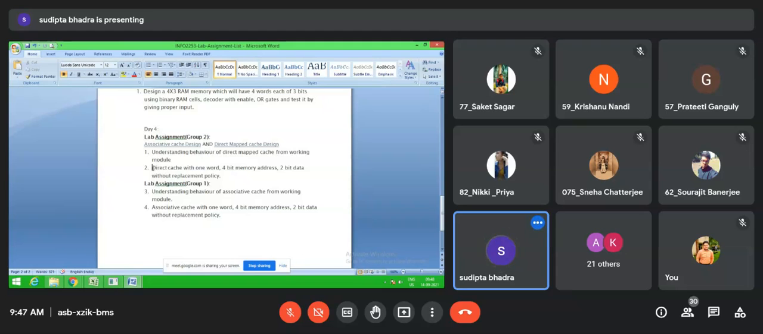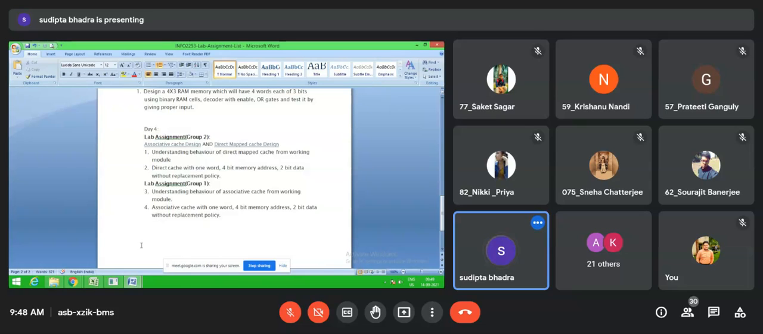In the second assignment, direct cache with 1 word and 4 bit memory address and 2 bit data without replacement policy. Means what? Here we are not going to use any replacement policy. There are several block replacement policies like FIFO, LRU. Those replacement policies we are not going to use. So 4 bit memory address and 2 bit data. And direct cache with 1 word means that each block, means each cache line, can store a single word only.